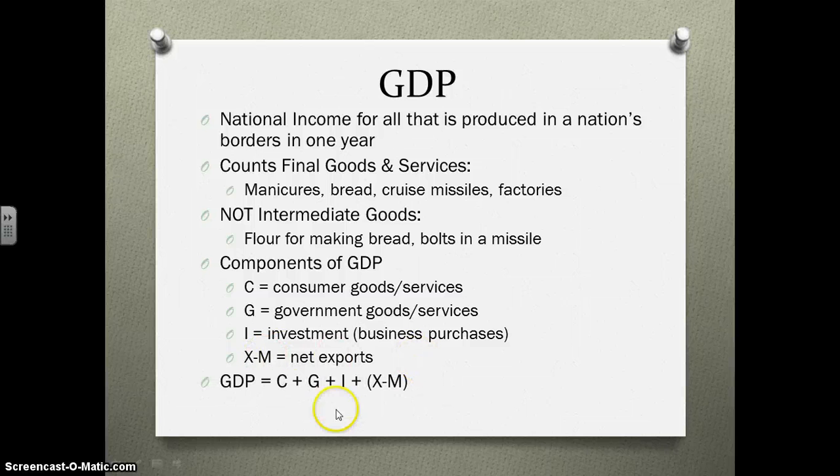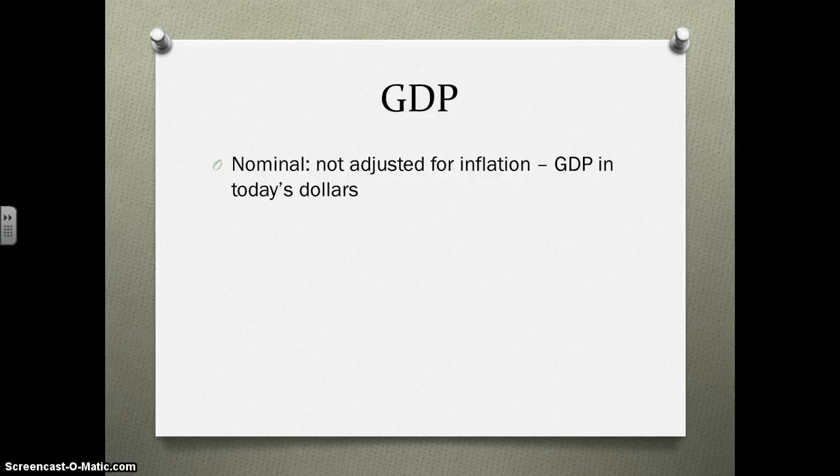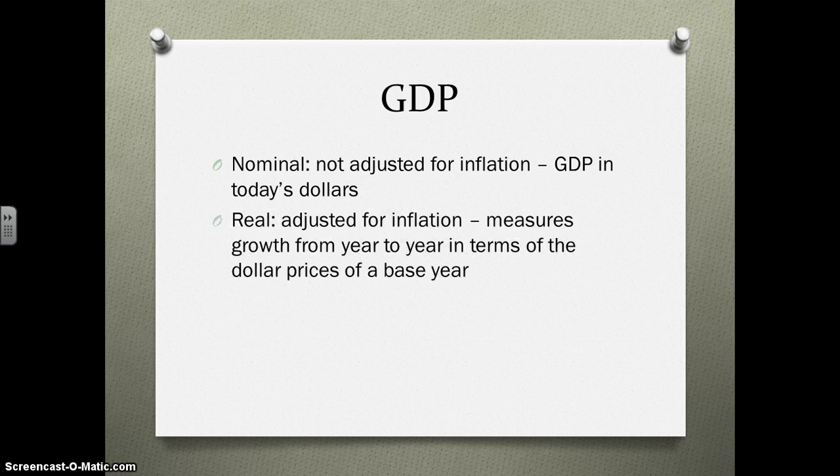If we add these 4 things up together, consumer spending, government spending, investment, and our net exports, we get our GDP, or our gross domestic product, which is the national income that is produced in a nation's borders in 1 year. A little bit more on GDP. GDP can either be nominal, that means not adjusted for inflation, that means GDP in today's dollars, or it can be real GDP, which is GDP adjusted for inflation. It measures growth from 1 year to the next year in terms of the dollar prices of the base year.